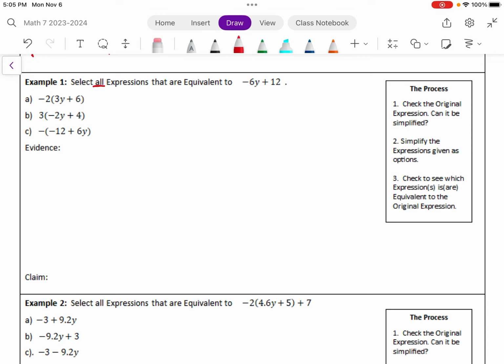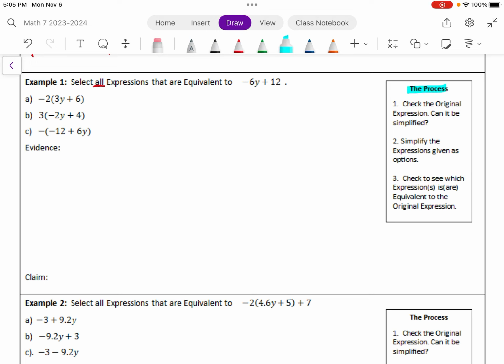After this, we have example number 1, which says select all expressions that are equivalent. So keyword all, as in there might be more than one. Okay. Equivalent expressions, expressions that are equivalent to negative 6y plus 12. So let's look at our progress here.